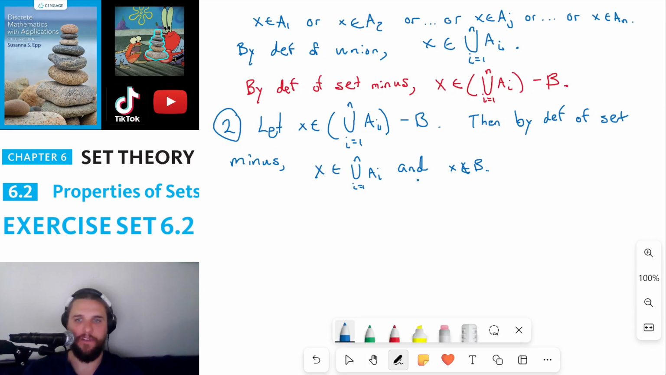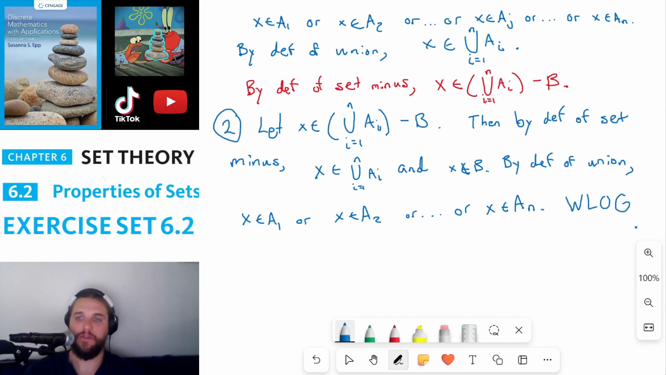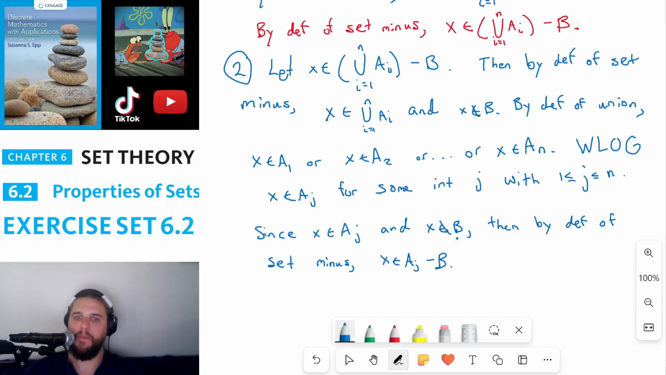Next, we can unpack the definition of union. x is an element of A_1, or x is an element of A_2, or x is an element of A_n. And that is the definition of union. And so we can say that without loss of generality, x is an element of A_j for some integer j, and j is some integer between 1 and n. But we're going to show that it doesn't matter. So since x is an element of A_j and x is not an element of B, then by definition of set minus, this means that x is an element of A_j minus B.